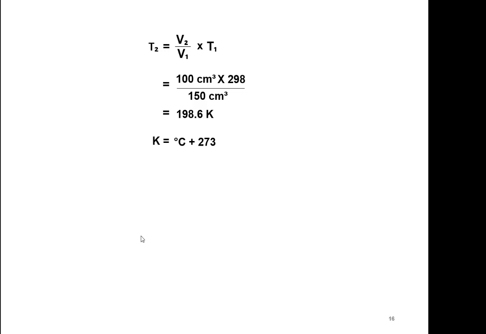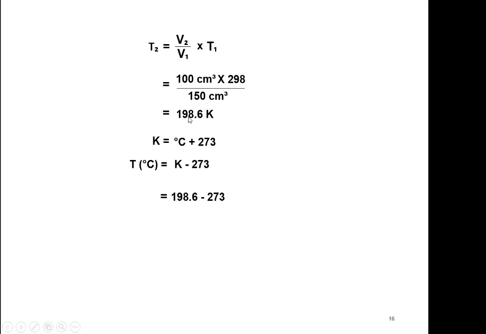As you know, if we have to convert to Kelvin, we add 273 to the temperature in degree centigrade. But if we have to convert the Kelvin scale into the degree centigrade scale, then we subtract 273 from the Kelvin scale temperature. So temperature in degree centigrade is equal to temperature in Kelvin minus 273.